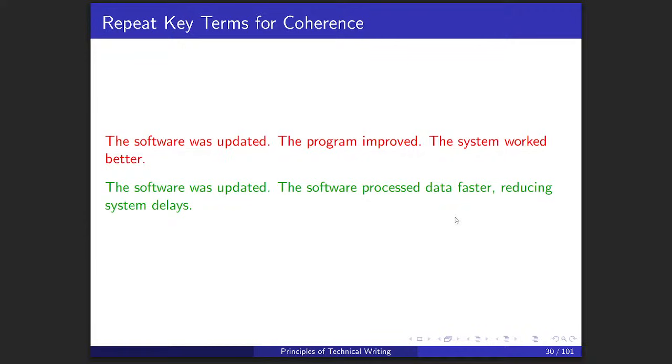Now repeat key terms for coherence. If you look here: the software was updated, the program improved, the system worked better. Instead of writing this many sentences, what I am writing is that the software was updated, same as above, but I am integrating the two sentences. If you look here: the software processed data faster, reducing system delays. It gives clarity and helps the reader think in a better way.